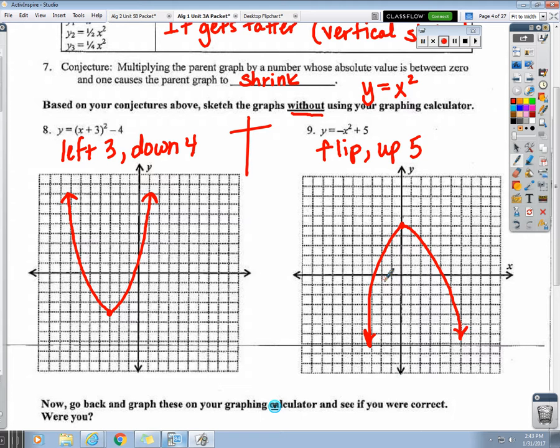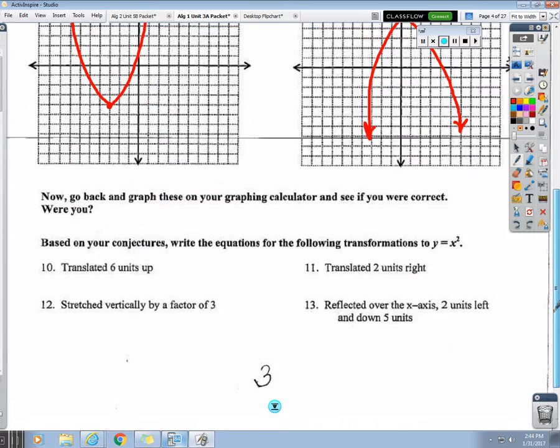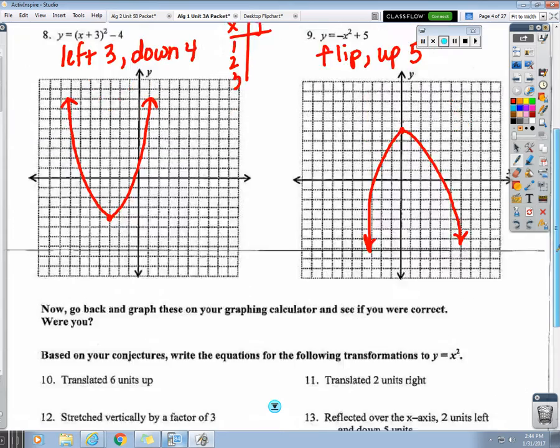Now remember, I'm probably not perfect on where exactly these lines should go. To get it perfect, you'd have to create an XY table, put in numbers like 1, 2, 3, 4, plug them in, and get your Y values and plot them. But right now the goal is just to figure out where it starts and whether it opens up or down.